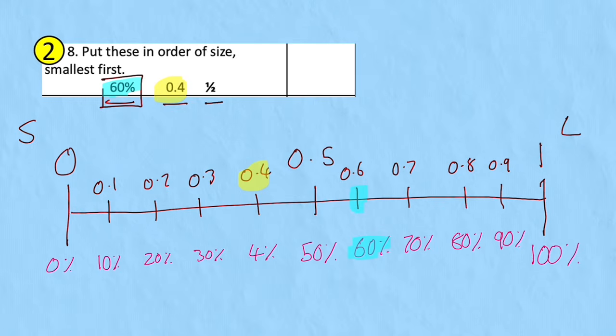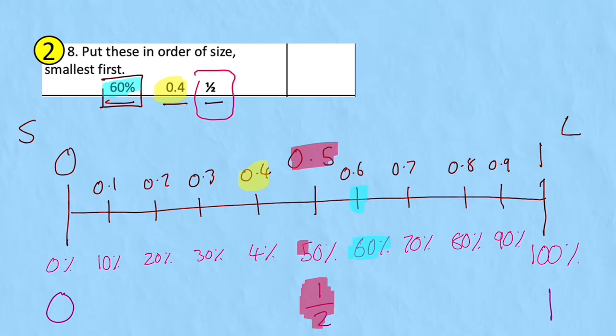And last but not least, let's finish off with my fraction. Fractions are super easy, especially when it's been given to us as a nice easy fraction like this half, because this side I would have 0, this side I would have 1, and half would obviously be right in the middle. So I can see my half is actually this part in the middle, or in other words, 0.5 and 50%. So now I can see the order from smallest to largest.